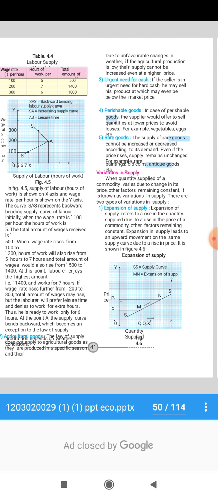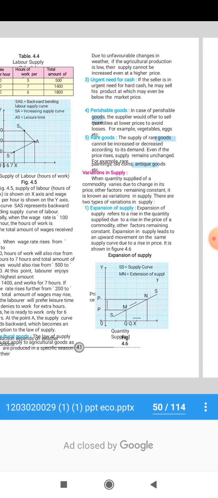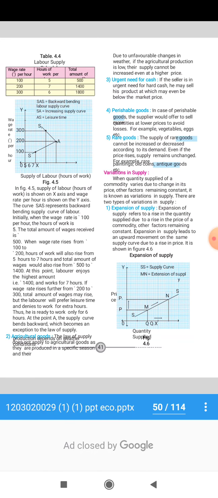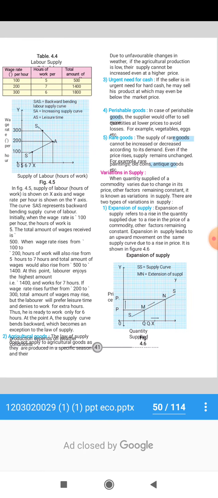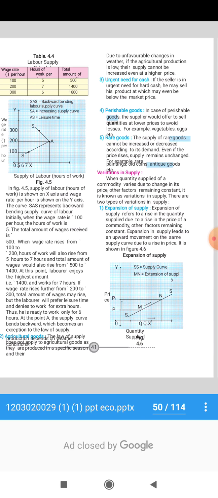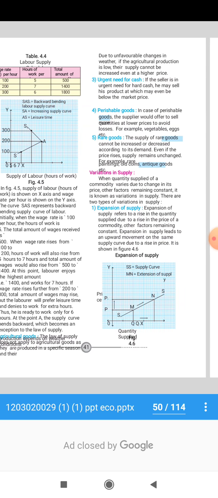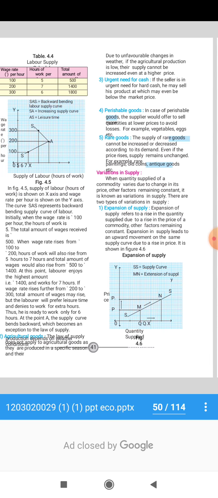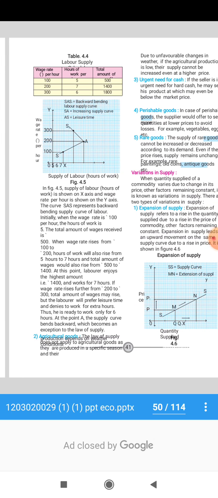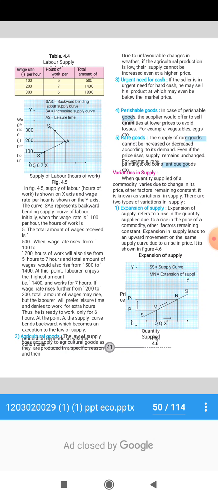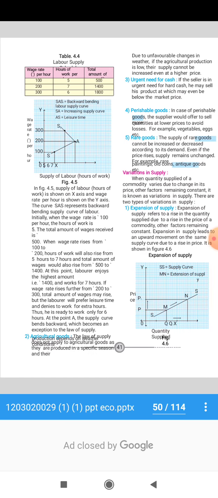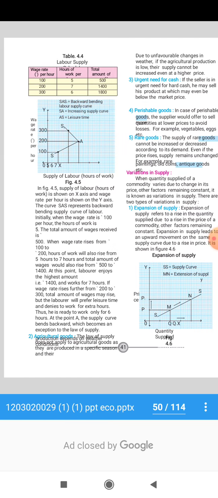So what is meant by variation? When the quantity supplied of a commodity varies due to change in its price, other factors remaining constant, the quantity supplied may rise or fall due to change in price. It is known as variation in supply. Variation in supply has two types, expansion of supply and contraction of supply.